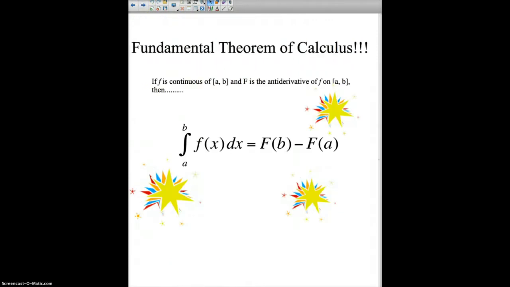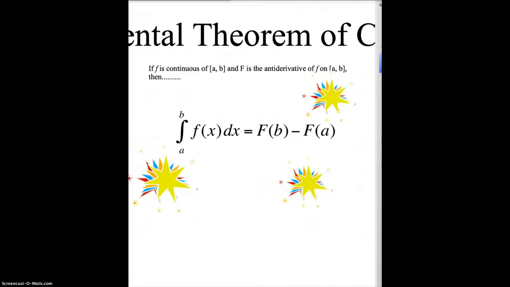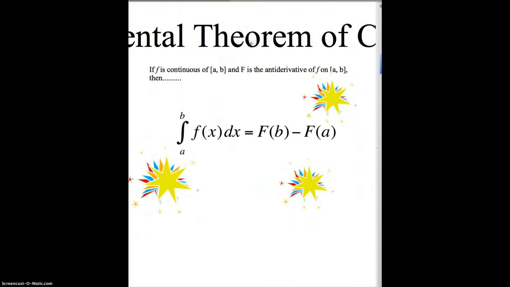That is called the fundamental theorem of calculus. Woohoo! It was one of the huge, big discoveries in calculus. If a function is continuous in a closed interval from a to b, and some new function, we'll call it capital F, is the antiderivative of that function on a to b, closed interval, then the definite integral from a to b of that function is the answer you get when you do the antiderivative of f.